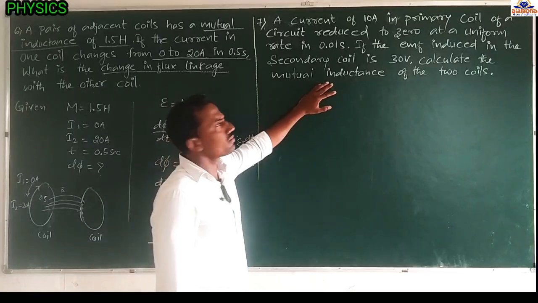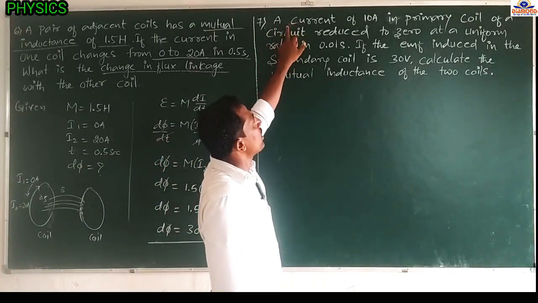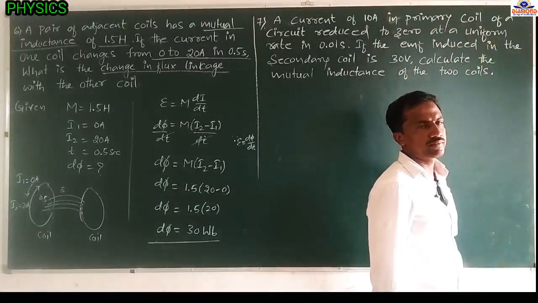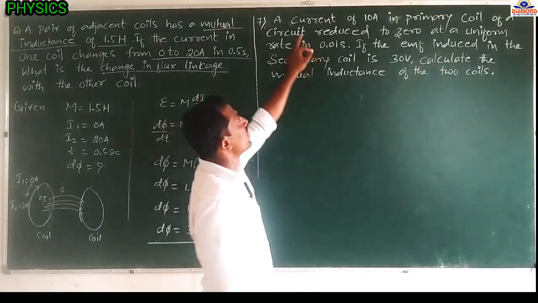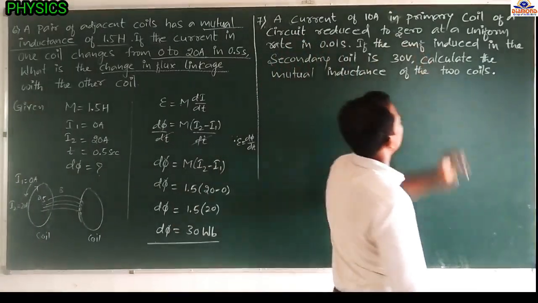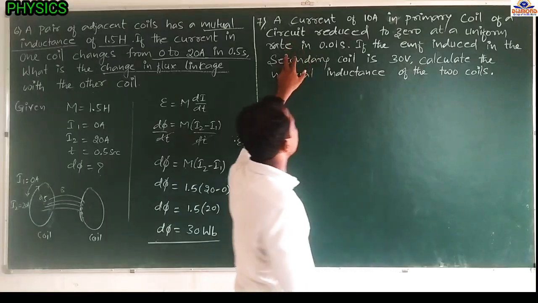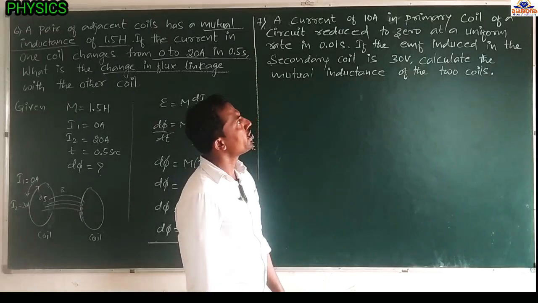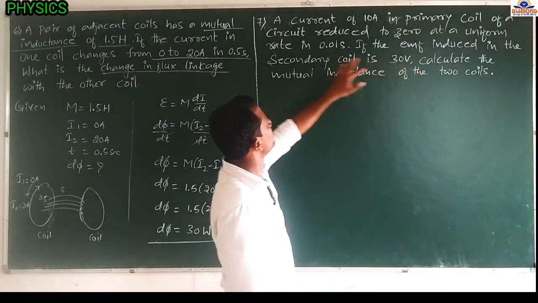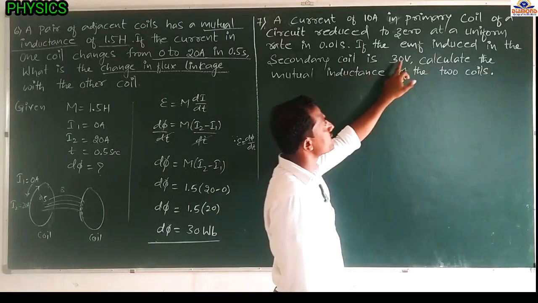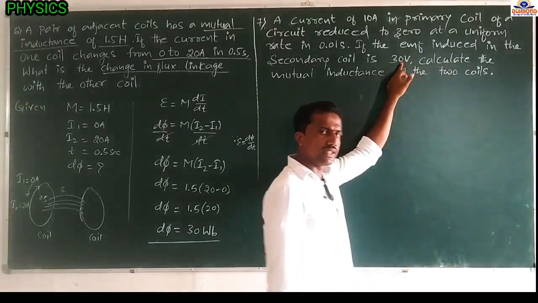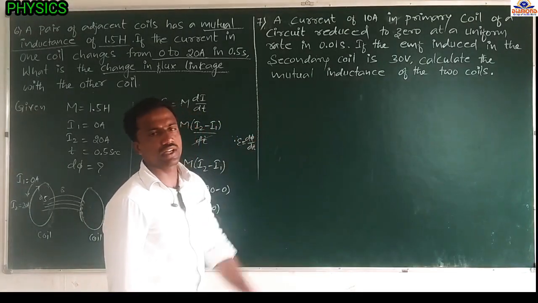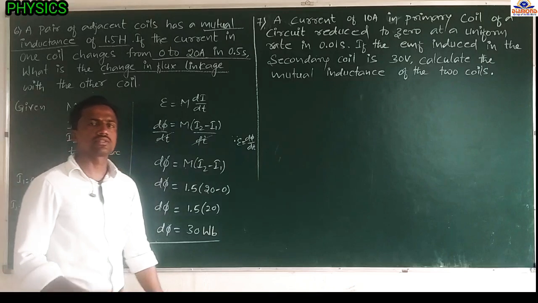The next problem: a current of 10 ampere in the primary coil of a circuit is reduced to zero at a uniform rate in 0.01 second. If the EMF induced in the secondary coil is 30 volt, calculate the mutual inductance of the two coils. We are calculating the mutual inductance of the two coils.